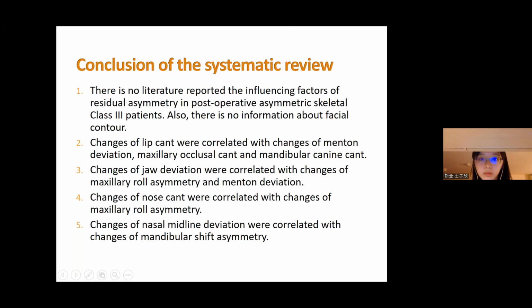Changes of lip cant were correlated with changes of menton deviation, maxillary occlusal cant, and mandibular canine cant. Changes of jaw deviation were correlated with changes of maxillary roll asymmetry and menton deviation. Changes of nose cant were correlated with changes of maxillary roll asymmetry. Changes of nasal midline deviation were correlated with changes of mandibular shift asymmetry.